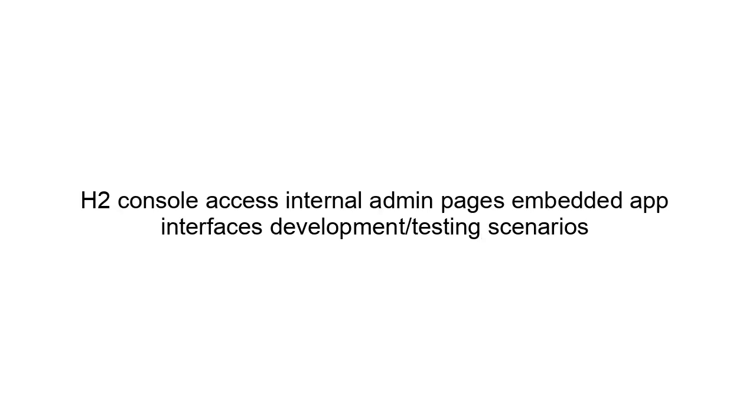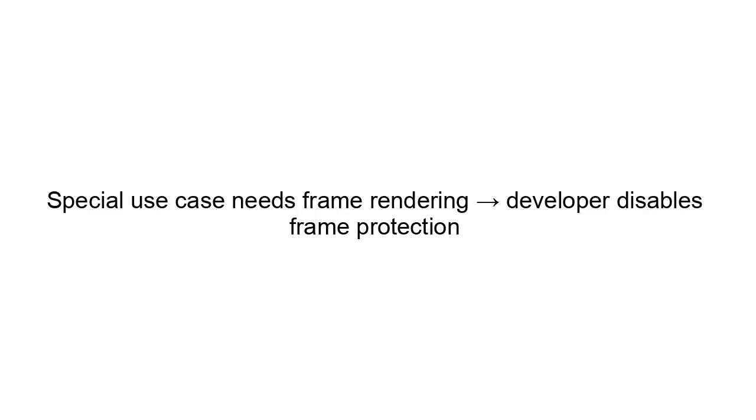When this is commonly used. Disabling X-Frame-Options is commonly used for H2 console access, internal admin pages, embedded app interfaces, and development and testing scenarios. Example concept: special use case needs frame rendering, means developer disables frame protection. But it should be done carefully. Better option in some cases: sameOrigin. Sometimes, you do not want to fully disable framing.